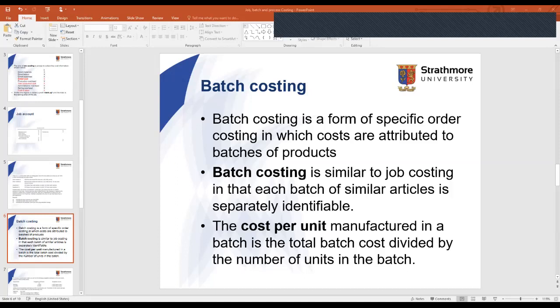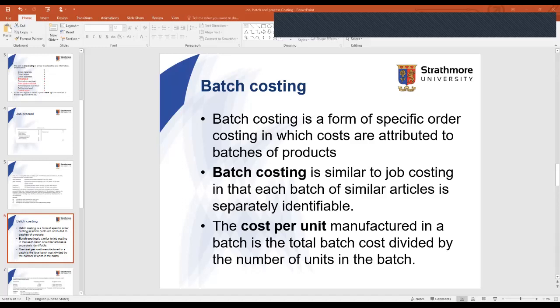Batch costing is still like a specific order, where maybe a customer wants to make a requisition from a company. But more often than not, it will be the company mass producing for the market. At the end of the day, the cost per item will be the total cost you incurred so far in producing those mass products, divided by the number of units that we have been able to manufacture.